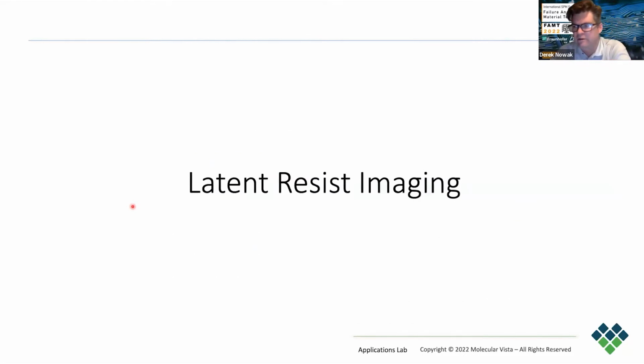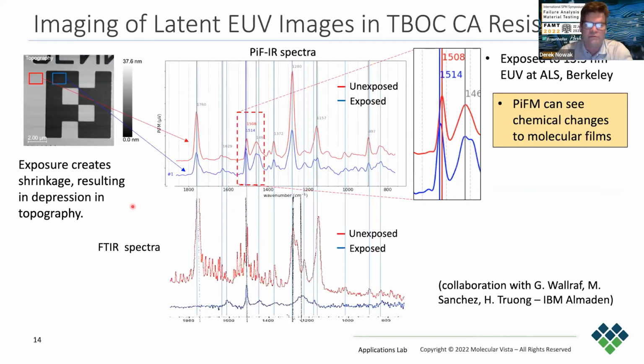Okay, so let's get in a little bit into the semiconductor side of things. Where we started was collaborating with a group here in the San Jose area at the IBM Almaden Research Lab. And what we were looking for is signatures of latent EUV images. What we found is that there are small chemical shifts that you get in certain bonds, and also relative strength changes when basically the resist has been exposed.